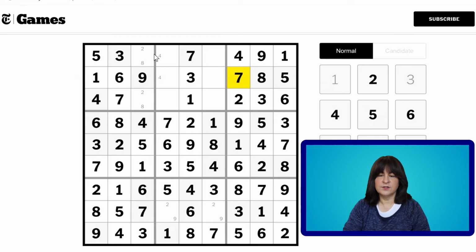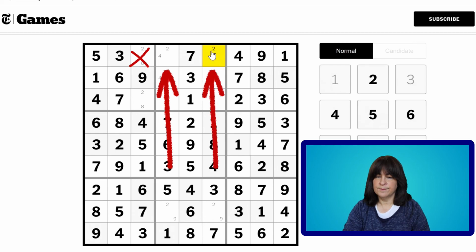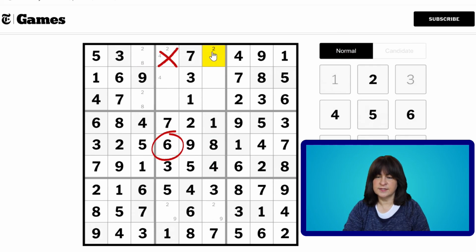So let's have a look at the top row. Let's see what's missing. The 2 can go here or here. And what else are we missing? We're missing a 6. The 6 cannot go here, so it's either here or here. And it can't go here because of this 6, so it must go here. And this cell can't be a 4, so it's either a 2 or an 8.